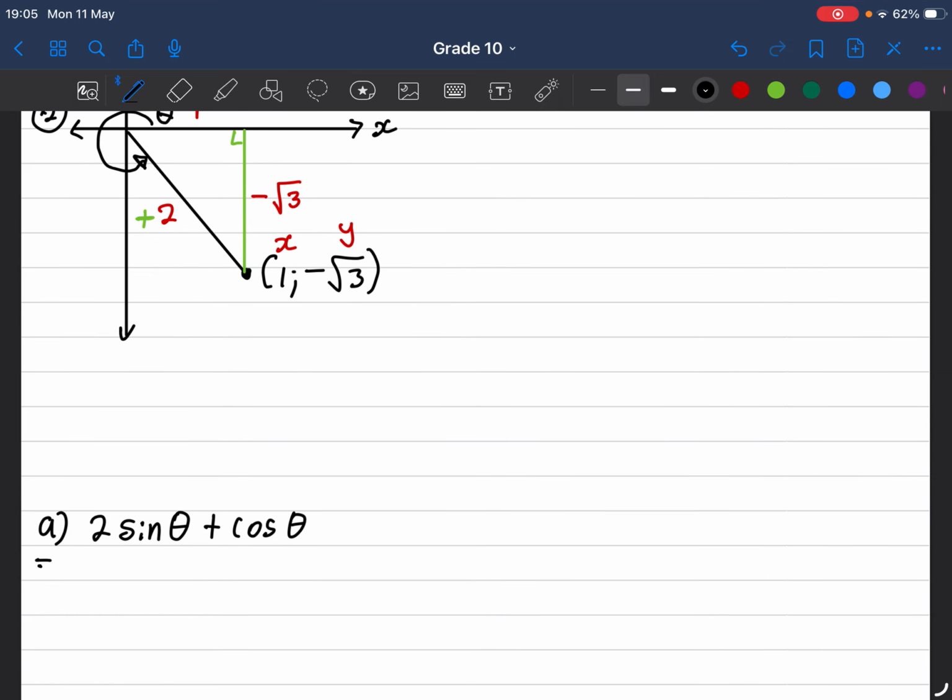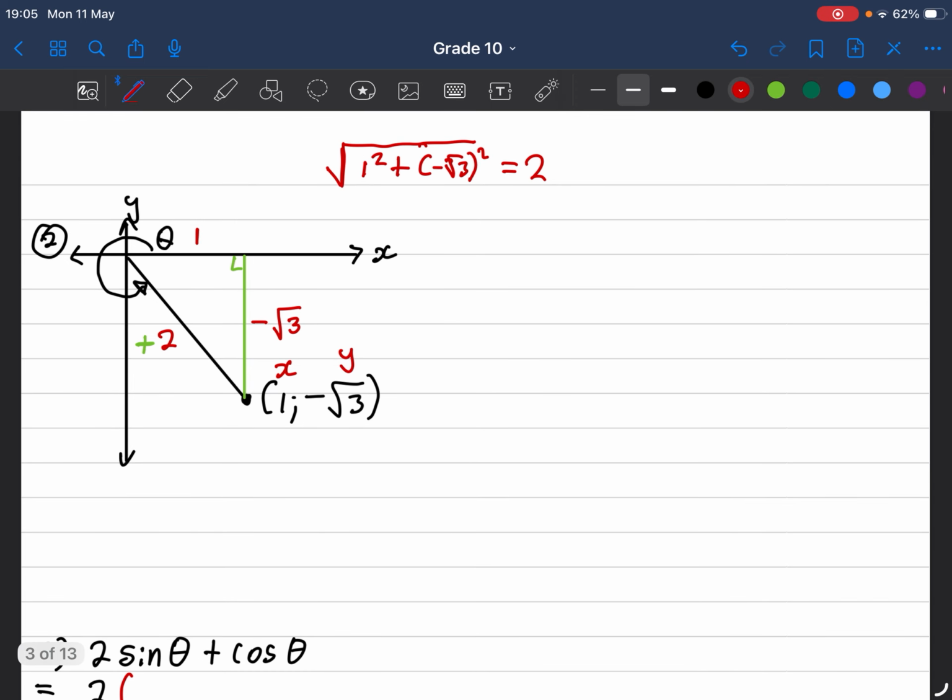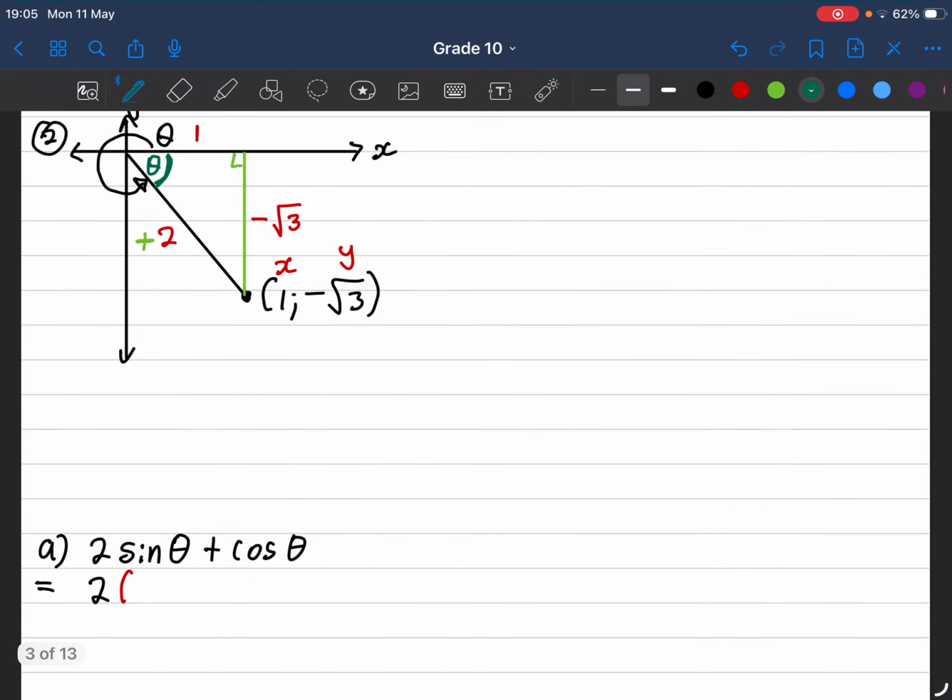So again we've got the 2 here. Sine theta is going to be opposite over hypotenuse. So our angle is going to be at that point, so it's going to fit into the triangle right over there. So sine theta is opposite over hypotenuse. So negative root 3, because this is what's opposite, hypotenuse and adjacent. So negative root 3 over 2 plus cos theta, in this case, is going to be adjacent, which is 1 over 2.